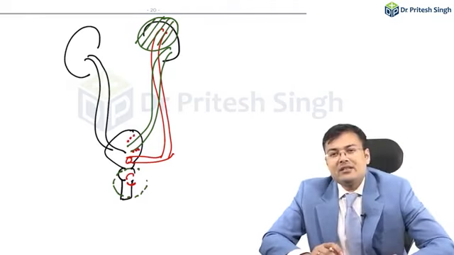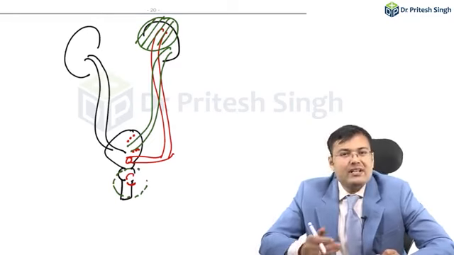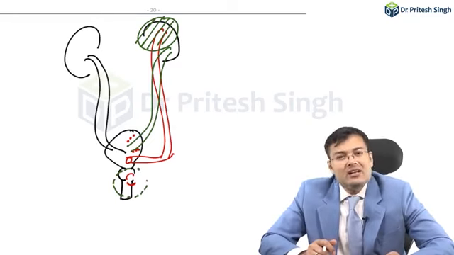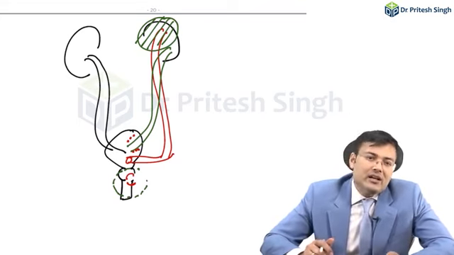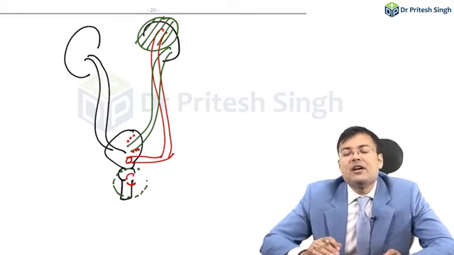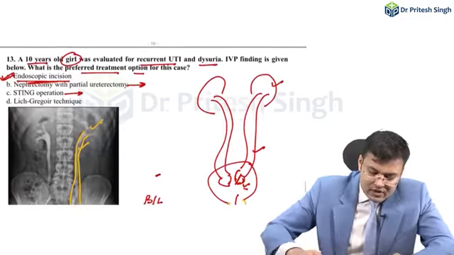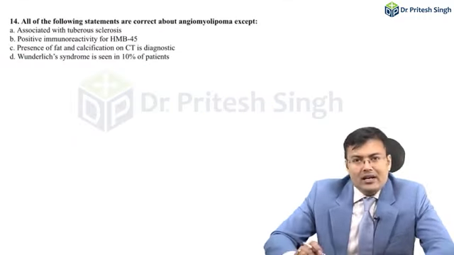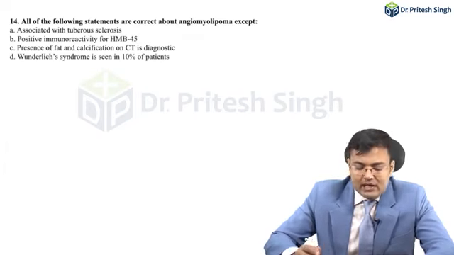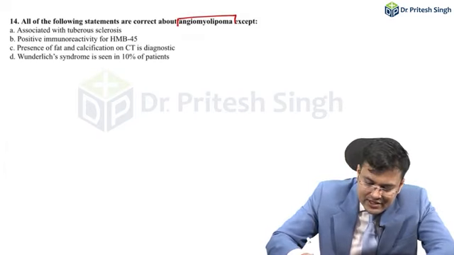And there are two techniques for ureteric reimplantation. One is the Lich-Gregoire technique and one is the Leadbetter-Politano technique. These are the treatment options in patients with VUR. So for this question, what is the correct answer? It is A. Let us discuss important points related to angiomyolipoma first.